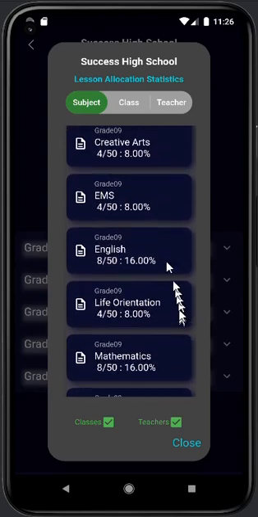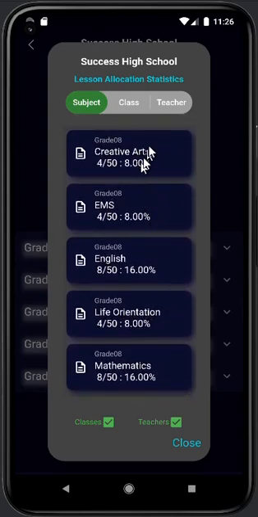This statistic says in the whole of grade 8 there are 50 lessons. Of those 50 lessons, only 4 are for the creative arts subject, which means creative arts lessons constitute 8% of the lessons in grade 8. The same applies to the EMS subject in grade 8. It has 4 lessons, which constitute 8% of the lessons in grade 8. There are 8 lessons that teach the English language in grade 8. Hence, English lessons constitute 16% of the lessons in grade 8. The rest of the subject statistics can be interpreted that way.